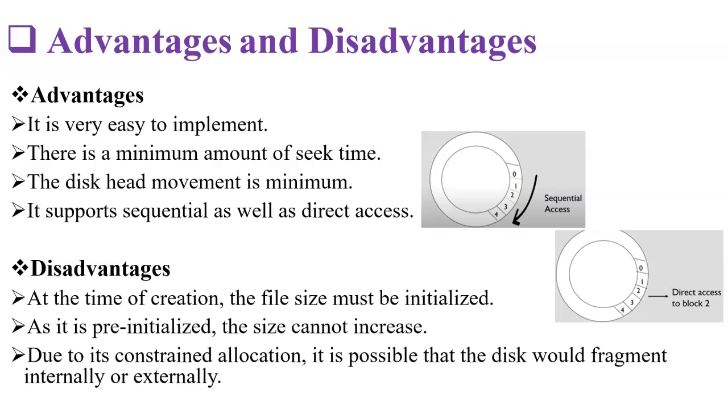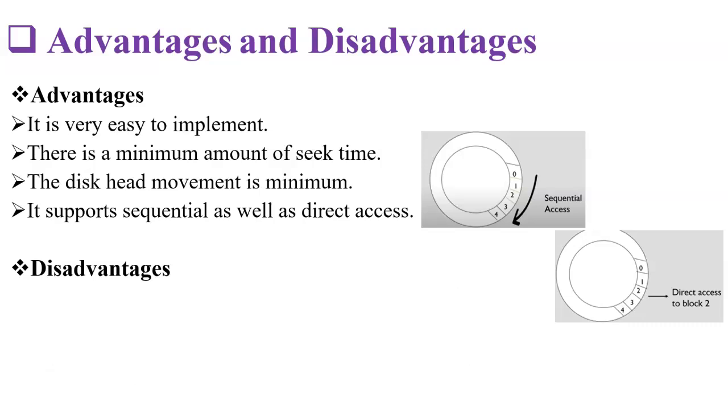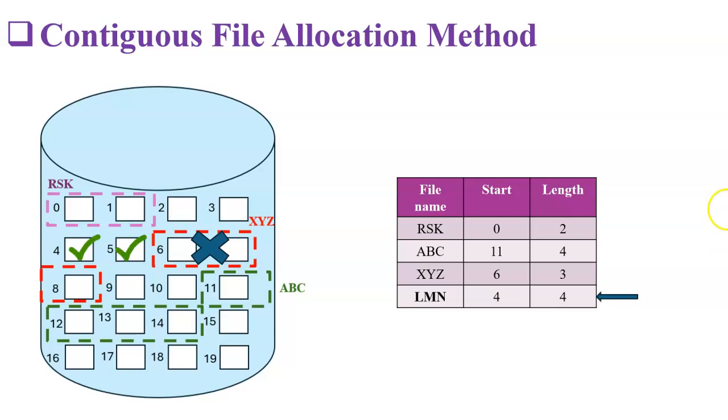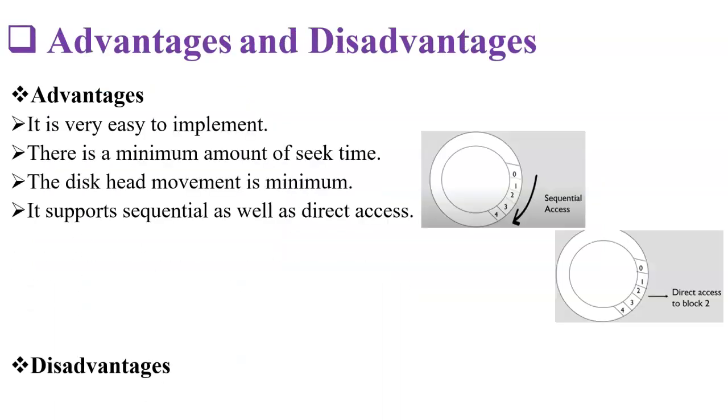And how does it suffer from external fragmentation? Let's say a file wants four blocks. I'll go back to this particular diagram and tell you. Let's say one more extra file is coming, and it requires 6 blocks for its allocation. Here, if you see, there are 6 free blocks available, that is 2, 3, 16, 17, 18, 19. However, they are not contiguous. So even if 6 blocks are available, since they are not contiguous, the file cannot occupy the space. That is how it suffers from external fragmentation.